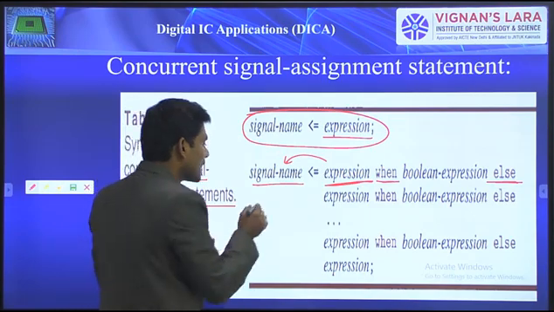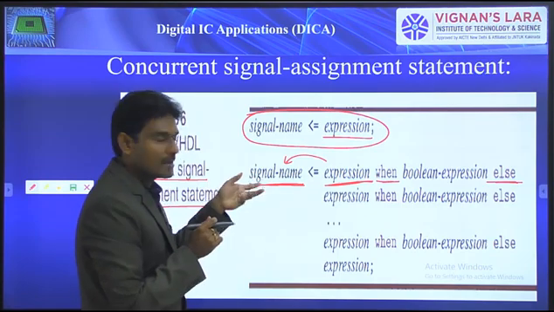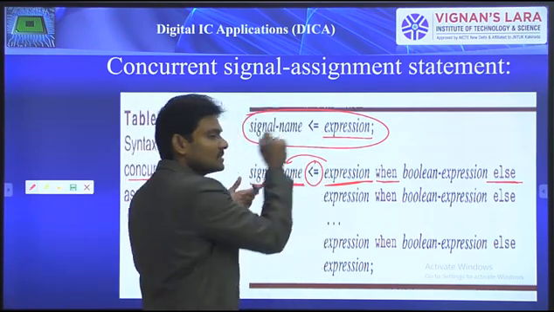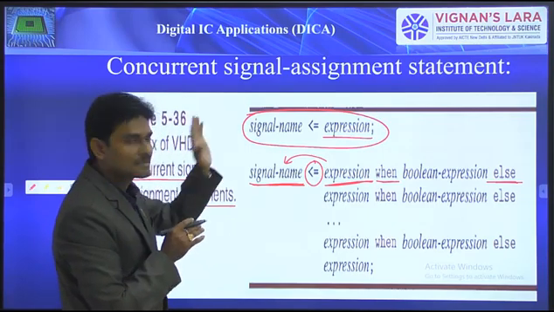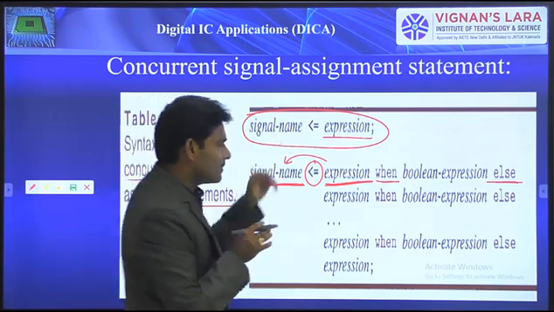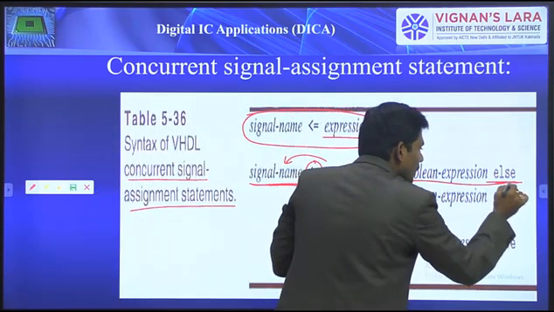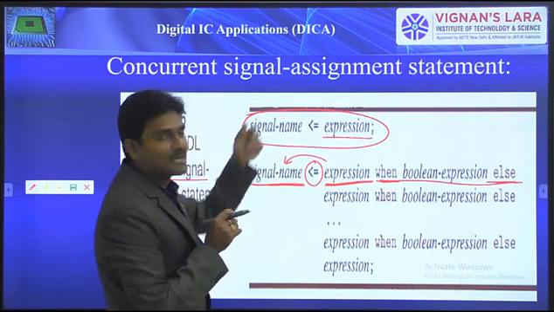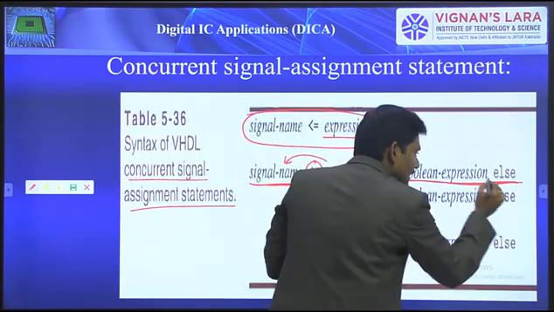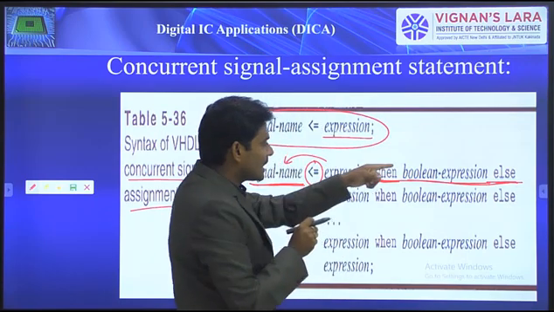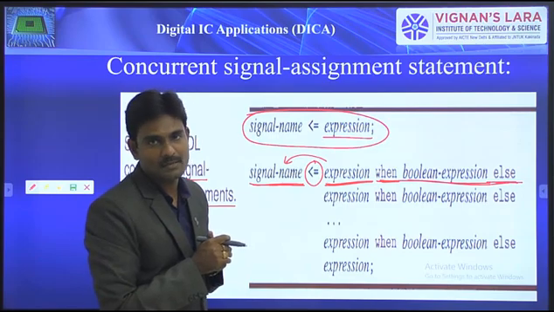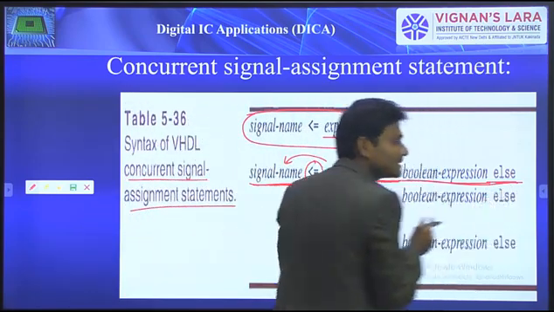If you look at the syntax, on the left hand side is the signal name, same as the previous one, and the less than or equals to is the assigning operator, also the same as the previous one. The right hand side first consists of an expression, same as the previous one, but from here, all these are additional to the previous one. When is a keyword, then you write a Boolean expression, where we mention the condition using that Boolean expression. Then after that, else is a keyword.